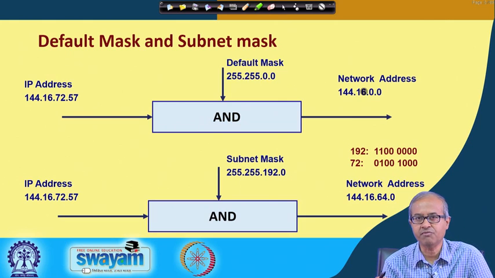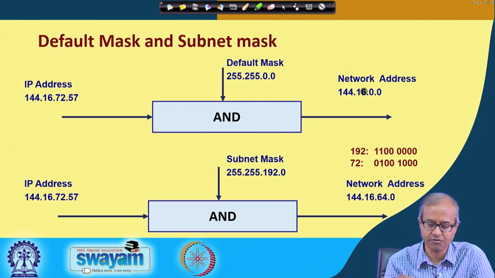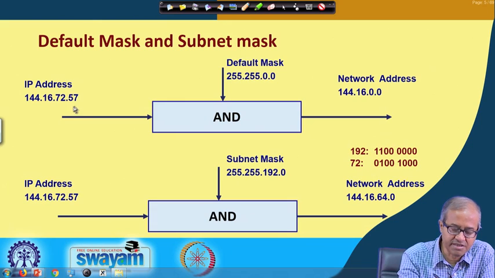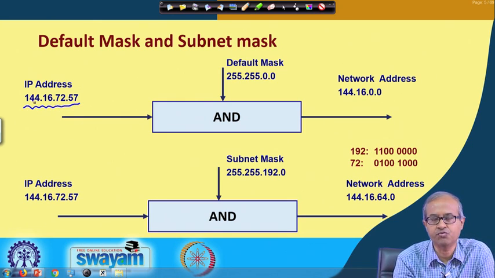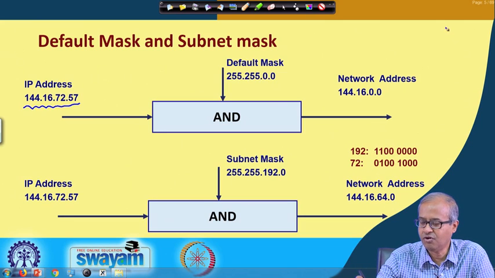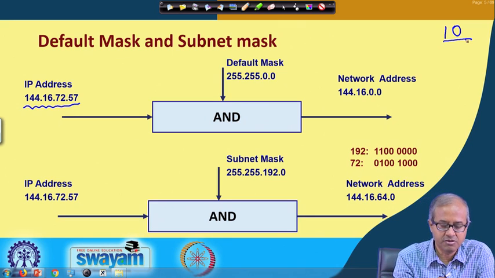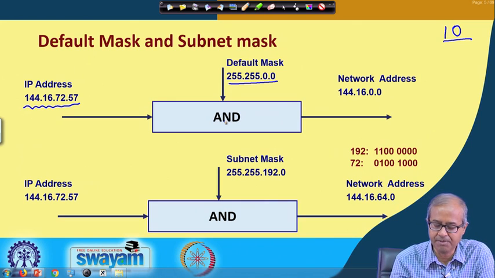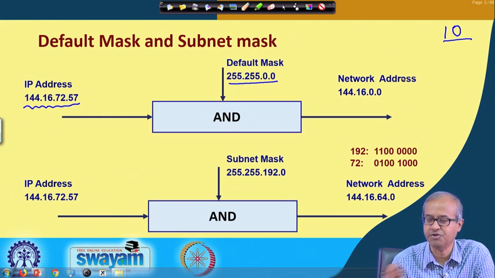Now, pictorially, whatever we have said about bit by bit ANDing, I am showing for the default mask and also the subnet mask. Let us take an example of a class B address. This is a class B IP address starting with 144. You can check that 144 starts with 10, which is class B. For a class B address, the default mask is 255.255.0.0. If you do a bit by bit AND, you will be left with 144.16.0.0, which is your network address.